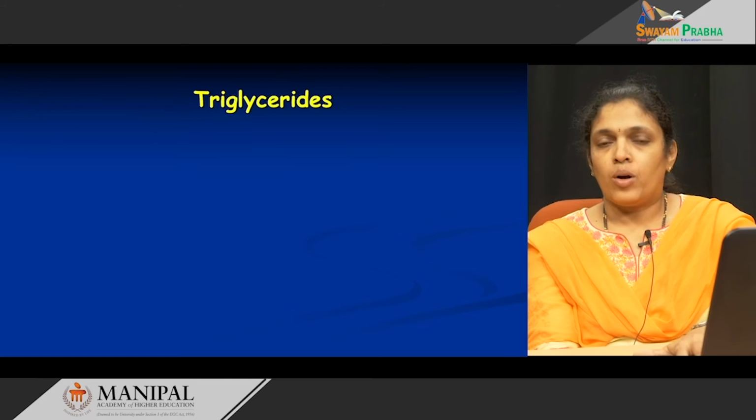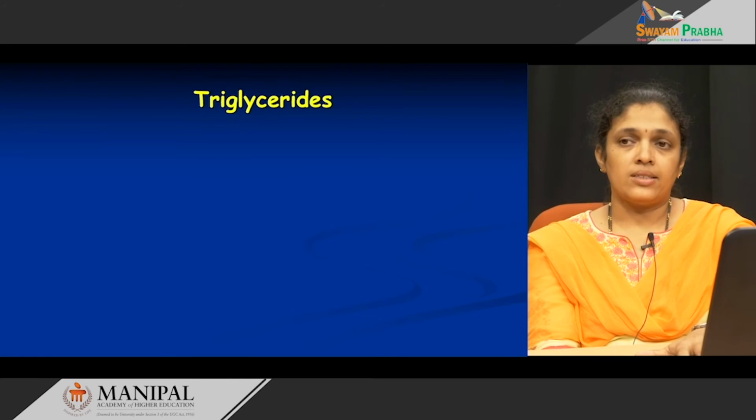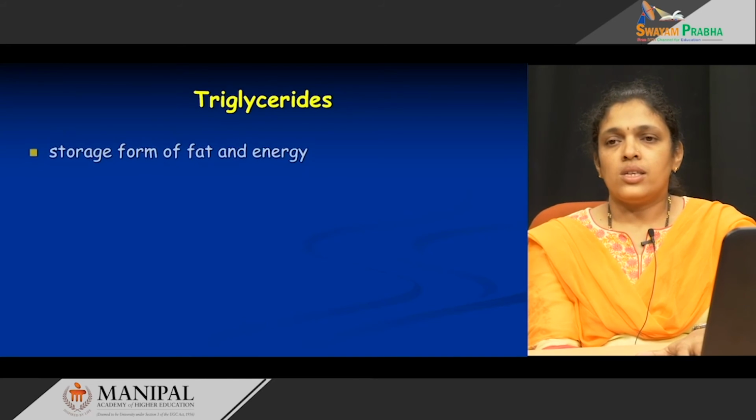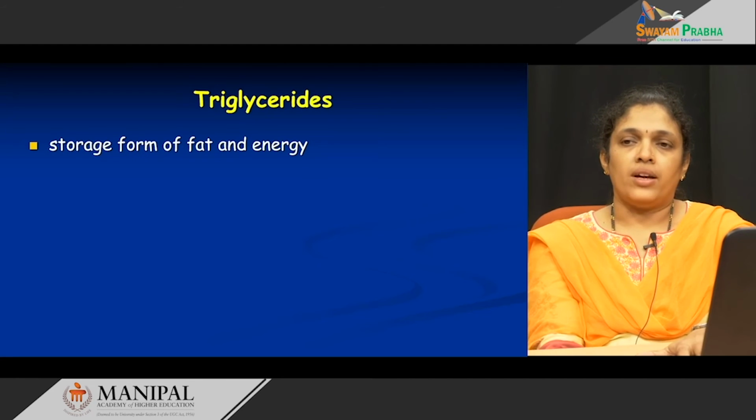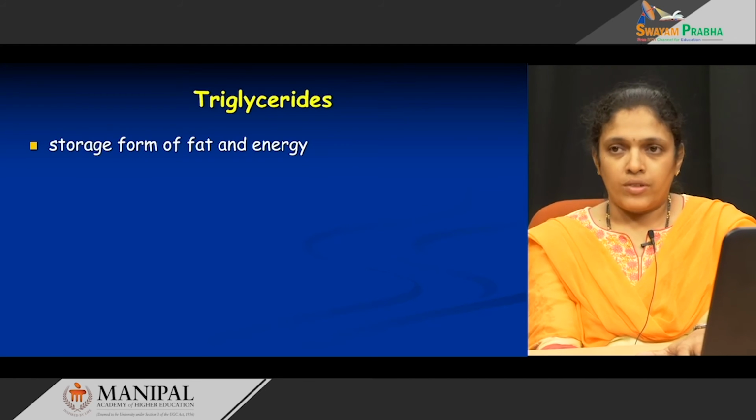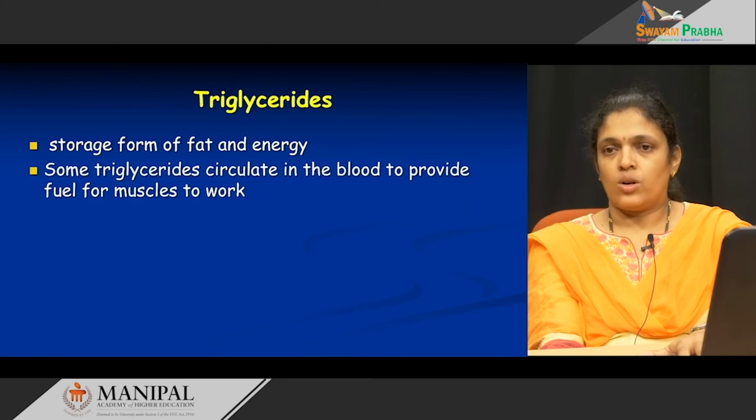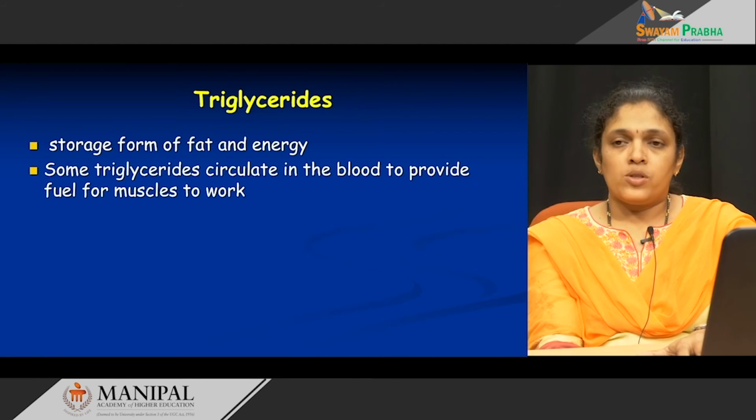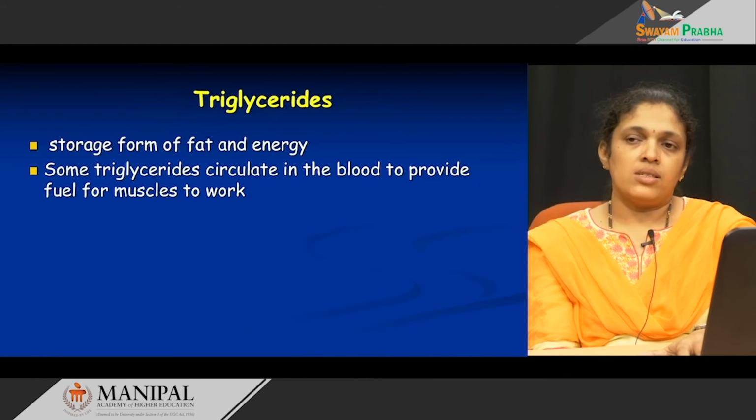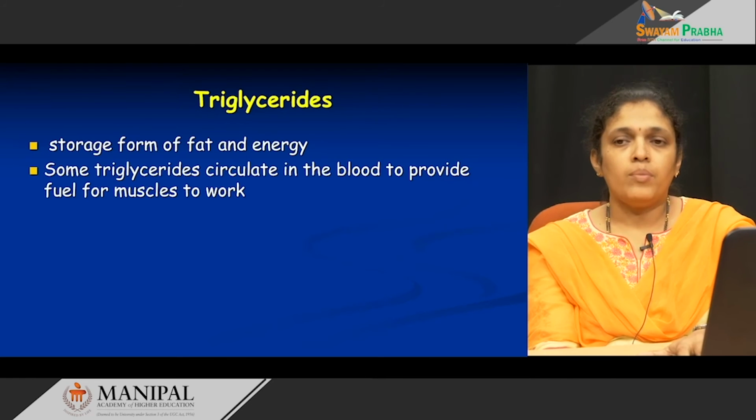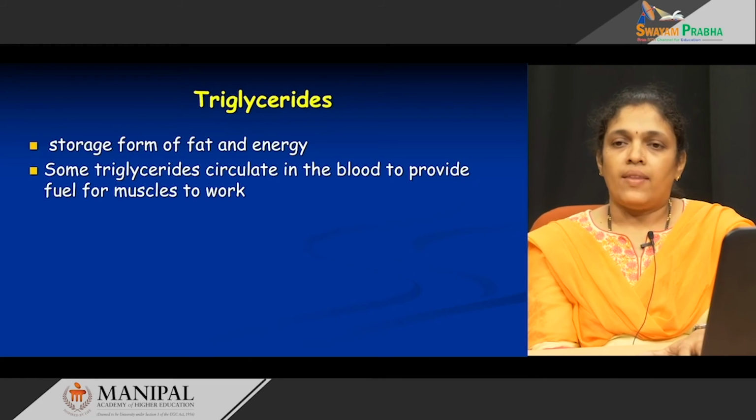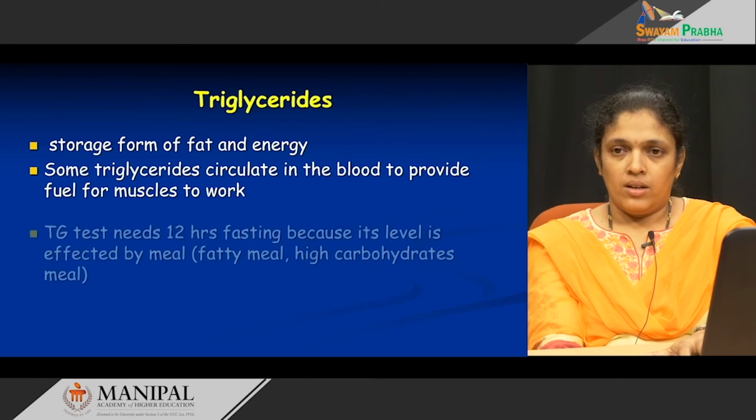Moving on to the next important fat which is there in our body, that is the triacylglycerol. Now, this is one of the most important forms of fat, and this gives us a lot of energy. That is what triacylglycerol is. Some of this triacylglycerol is there in the blood, and its purpose is to give us some energy, and that helps our muscles to work.